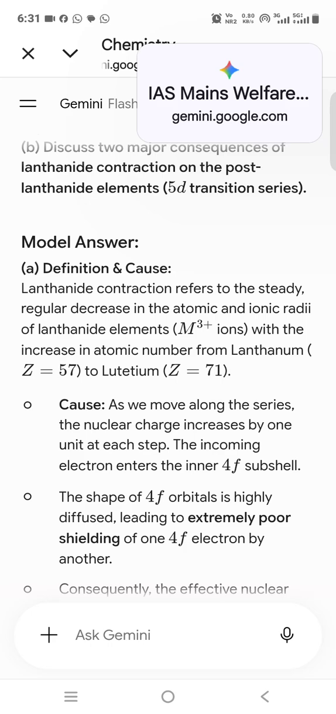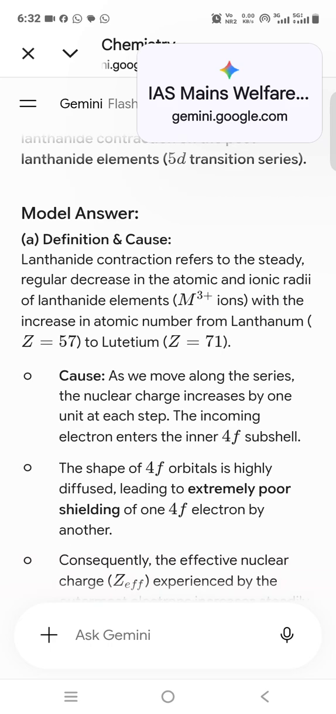B. Consequences. Similarity in the size of 4d and 5d elements. Due to the intervening lanthanide contraction, the expected size increase from the 4d to the 5d transition series is neutralized. Pairs of elements like Zr, 4d, and Hf, 5d, or Nb and Ta, possess almost identical ionic and atomic radii. Difficulty in separation. Because Zr and Hf have identical sizes and similar chemical properties, they always occur together in nature, and separating them cleanly is extremely difficult.